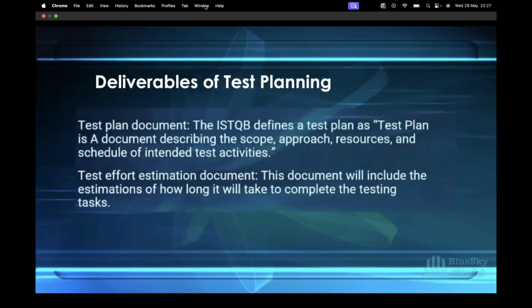So the deliverables of test planning: a test plan document. ISTQB defines the test plan as a document describing the scope, approach, resources, schedules, and intended test activities. Then a test effort estimation document. This document will include the estimation of how long it will take to complete the testing task. So all these will have to be in your test plan. So that's your deliverables. Next slide, please. Let me see, what's the time? Okay, I'll be fast. Next slide, please.